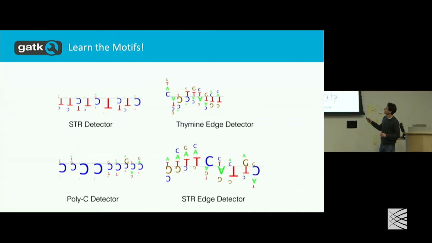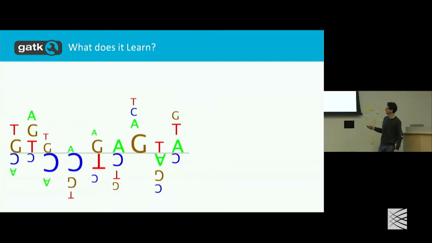And this is what I call a thymine edge detector, because you have positive T and negative T. So if there's a poly T section that ends, this motif is going to be detected. Okay, and let's see, we're learning many of these in parallel.